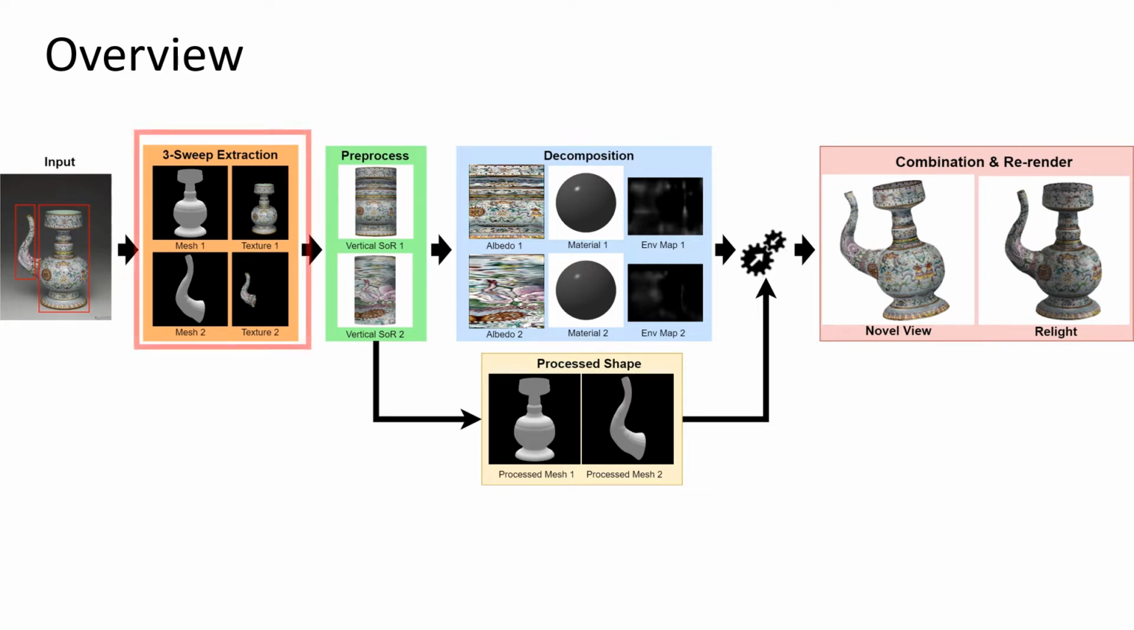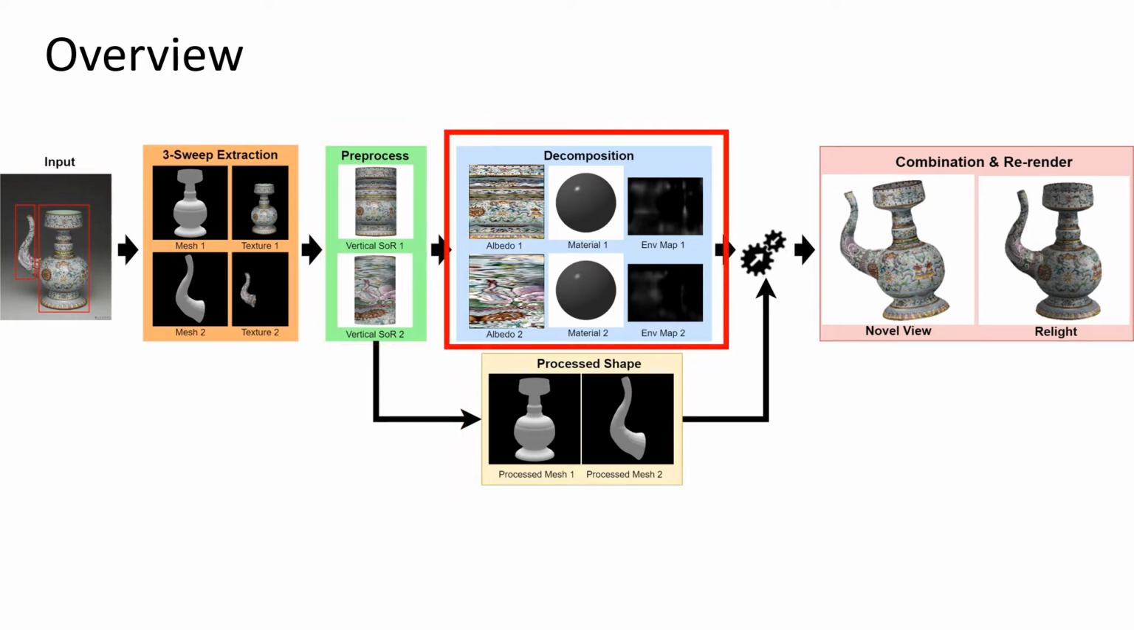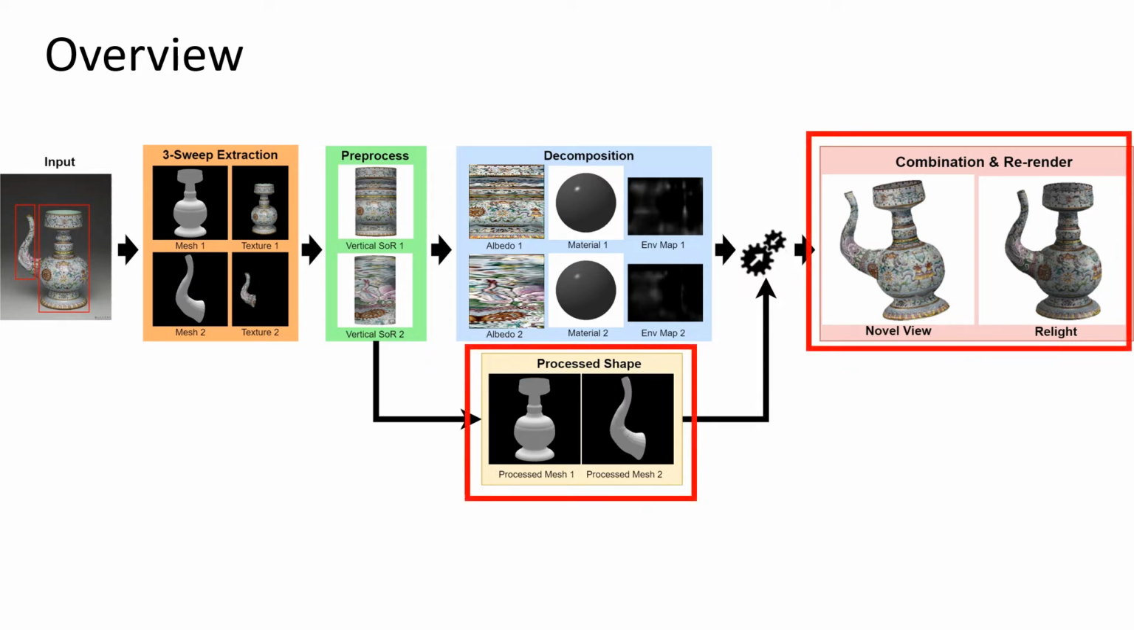First, we use the 3-Sweep object extraction tool to extract the components from the input image. Each component object has its own 3D shape and texture. Then we use the extracted mesh and texture to generate new vertical SOR images. Also, we process the extracted mesh with existing smooth and subdivision algorithms. Next, we use RADAR's pre-trained model to decompose each vertical SOR image into rendering factors. Finally, we combine all of these rendering factors and the processed shape of each component.